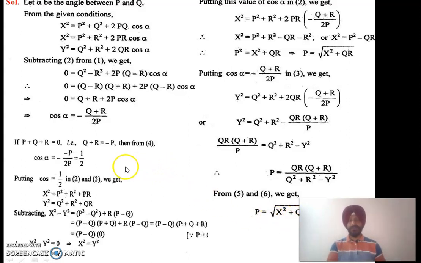Now come to the next one. Similarly, the second part is also there. P plus Q plus R is equal to 0, so Q plus R is equal to minus P. Cos alpha is equal to minus (minus P) by 2P, so cos alpha is equal to 1 by 2. X square is equal to P square plus R square plus 2PR, and Y square is equal to this. Subtracting these two, we got X is equal to Y.